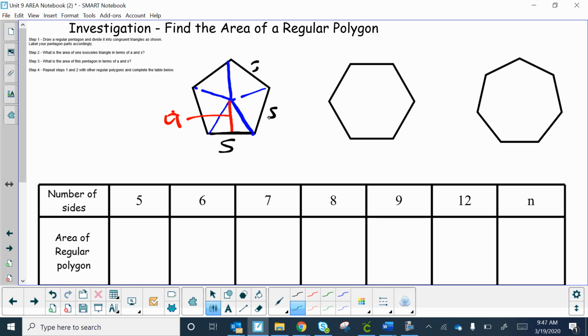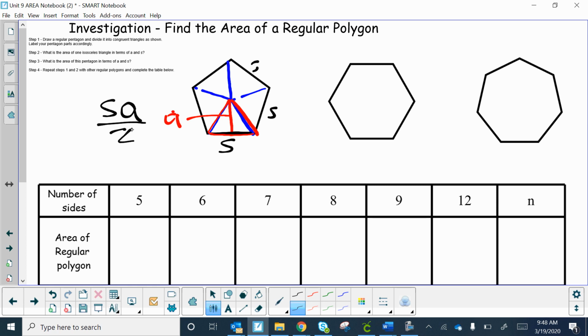If I find the area of this one triangle that I just highlighted in red, that's a pretty simple formula that we just learned from the last lesson. It's 1/2 base times height, or base times height divided by 2. I'm going to write it over here off to the side. The base is S, the height is A, and then we divide that by 2. So that's the area of one of these isosceles triangles.